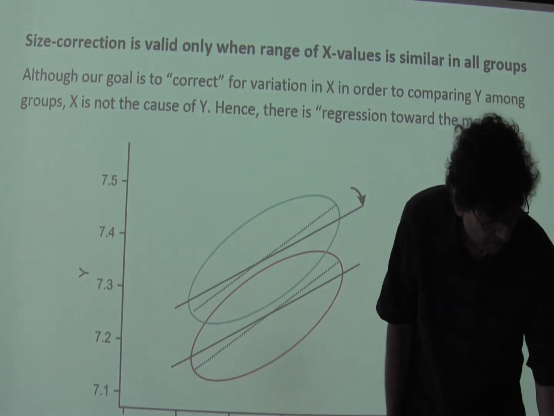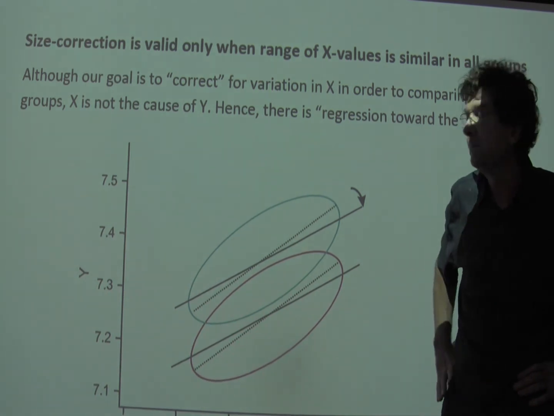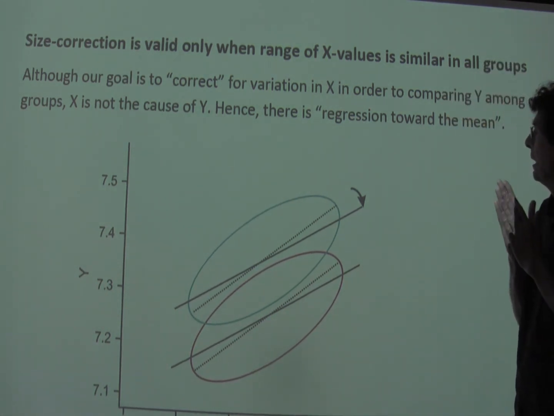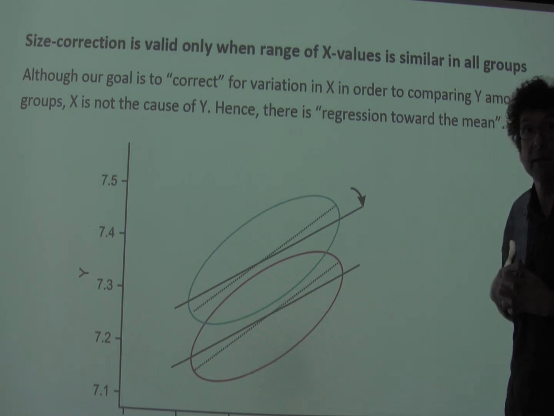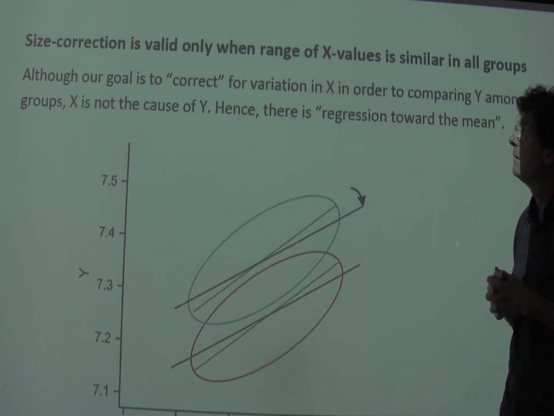So the topic for next week is going to be regression to the mean. We'll read a paper about this and have a discussion about where it might intrude. But one place where it does intrude is in analysis of covariance.